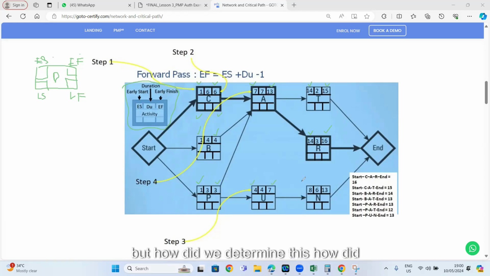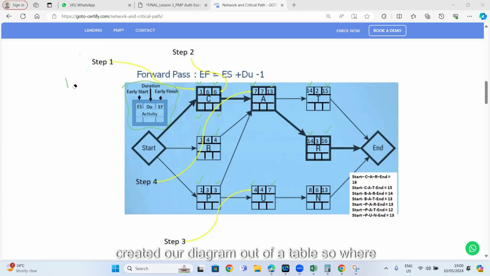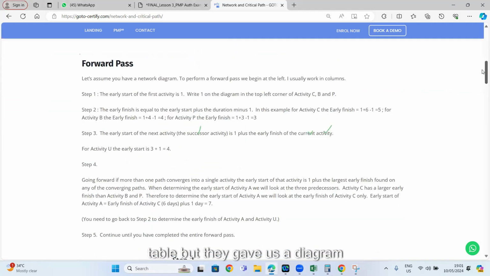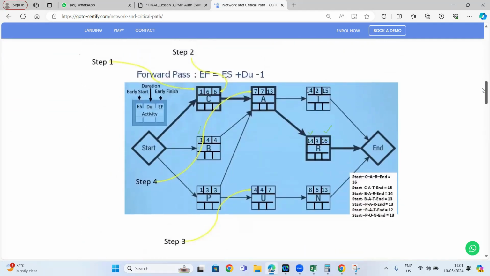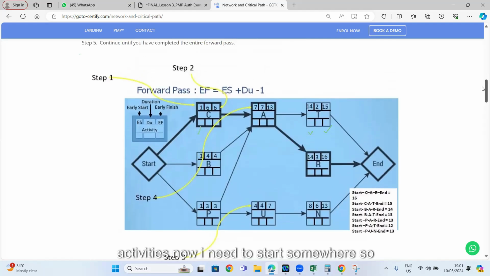But how did we determine this? How did we determine these numbers, right? This is important. So let's say we have got a table, okay, and we created our diagram out of a table. So where is the table? Here's, sorry. Okay, there's no table, but they gave us a diagram, okay, and they gave us a duration of these activities. Now I need to start somewhere, so I can say if I know activity C is for 6 days, and activity B is for 4 days, and activity P is for 3 days.